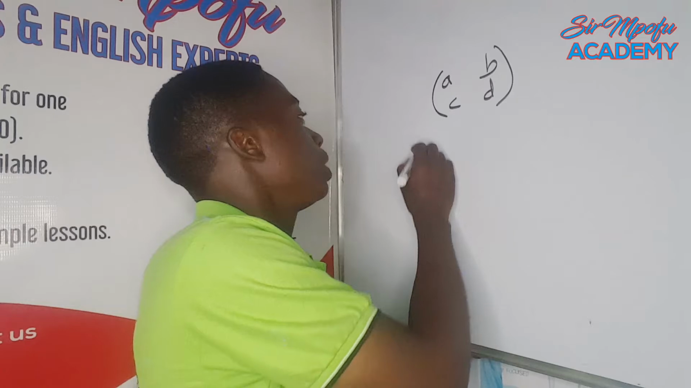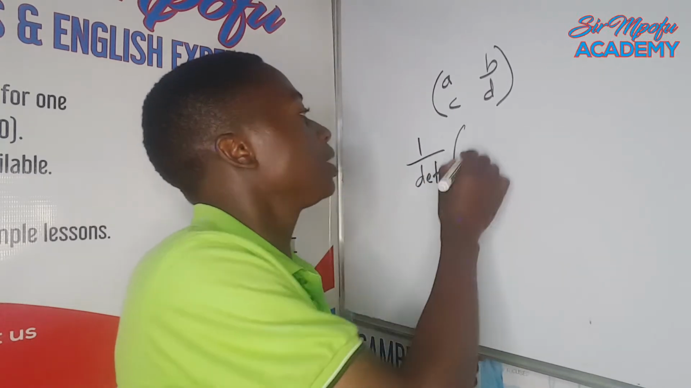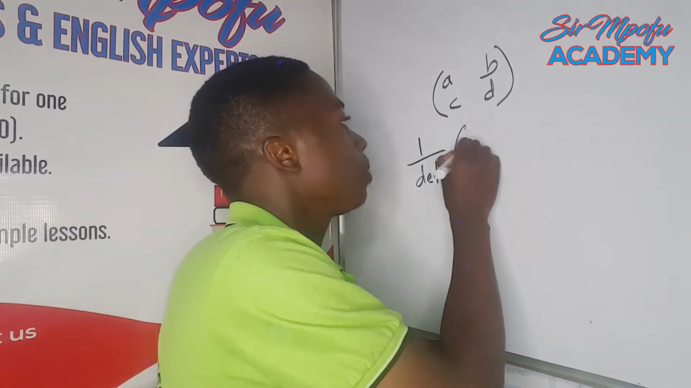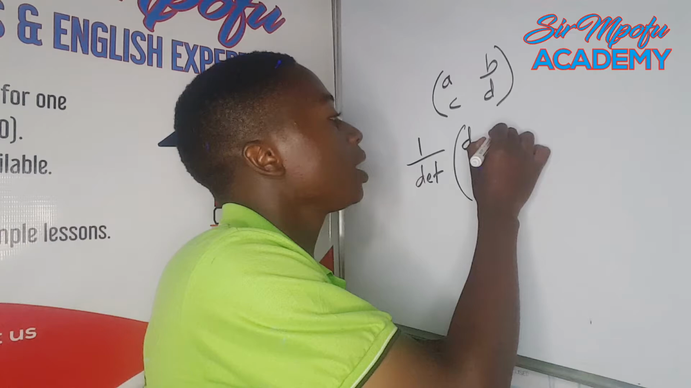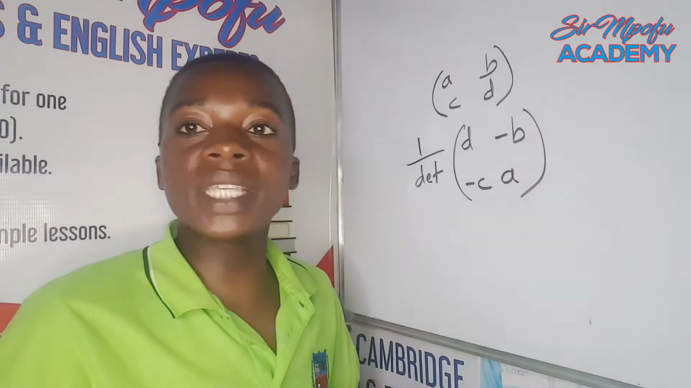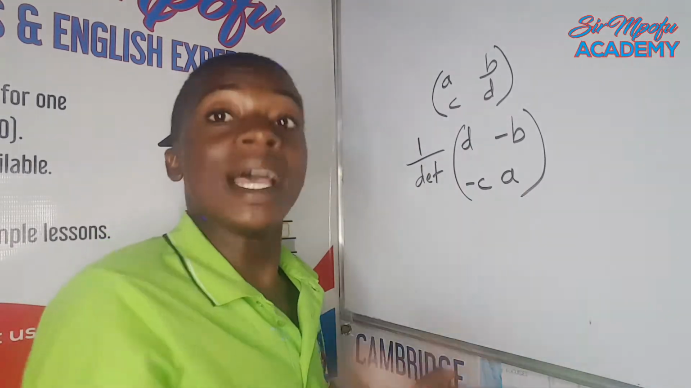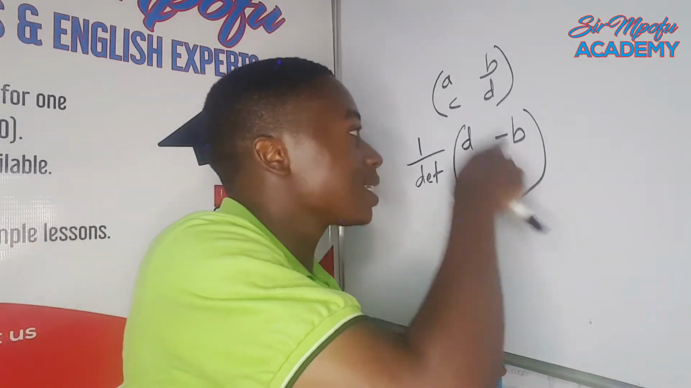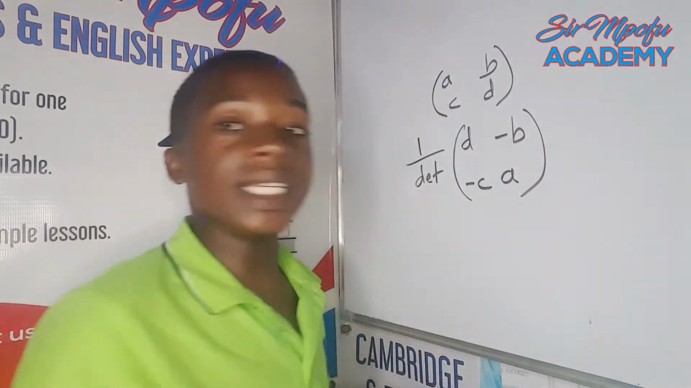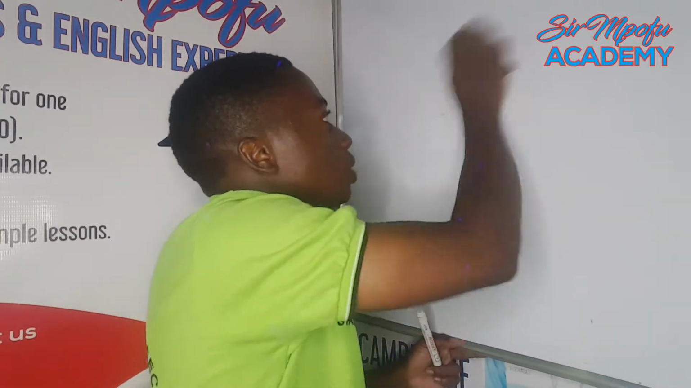You should use this formula: 1 over the determinant, then inside, A and D are going to exchange positions. So A becomes D and D becomes A, and then B and C, you change their signs. I'm saying B and C, you multiply by a negative, so it means they will change their signs. If there was a plus here, it becomes minus. If there was a minus here, it becomes plus. Same as here.